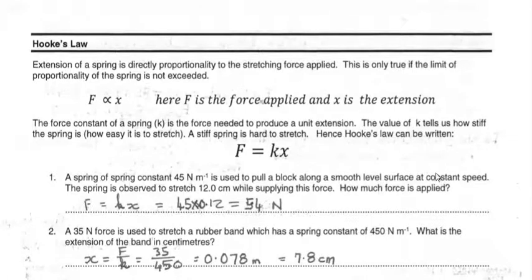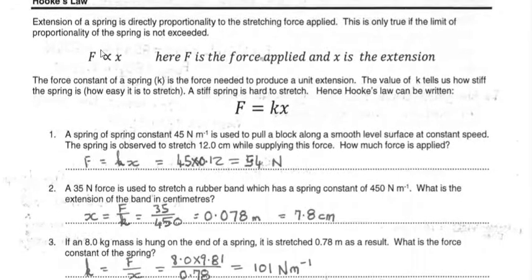Here in this video we're looking at Hooke's law. The extension of a spring is directly proportional to the stretching force applied. This is only true if the limit of proportionality of the spring is not exceeded. F is proportional to x. Here F is the force applied and x is the extension.